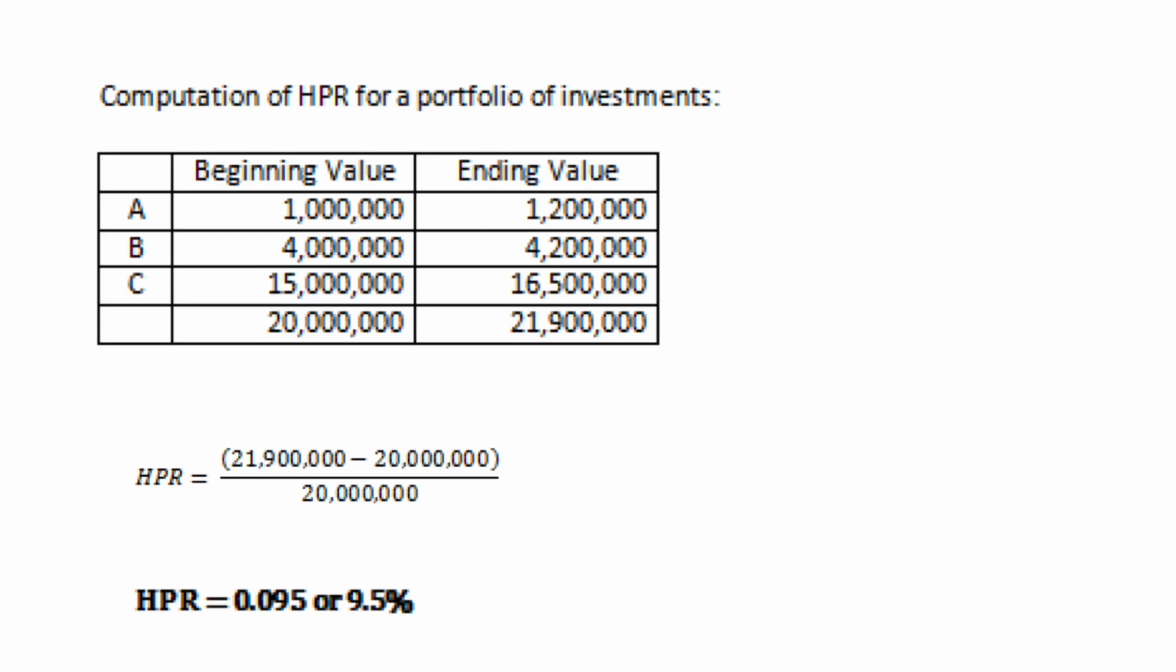The beginning value is 20 million and the sum of ending value is 21,900,000. So we get the difference of 21,900,000 and 20 million, then divide that by the beginning value, which is 20 million. And we get a holding period return of 0.095 or 9.5%.